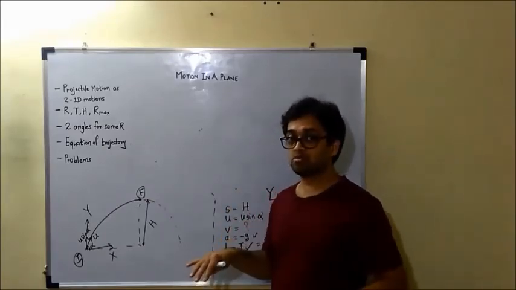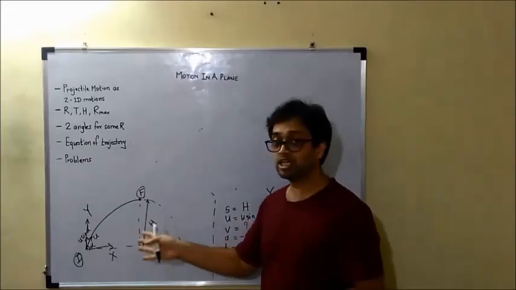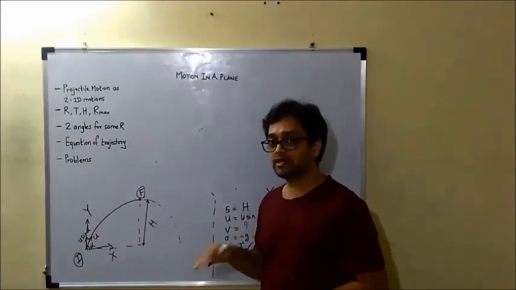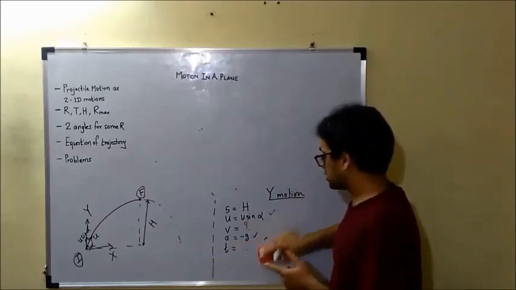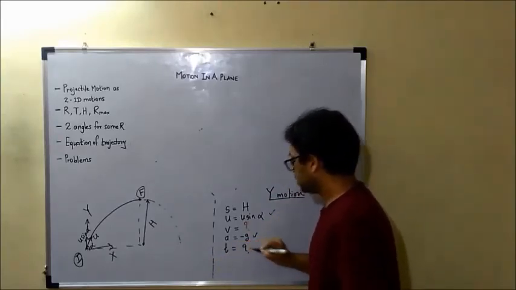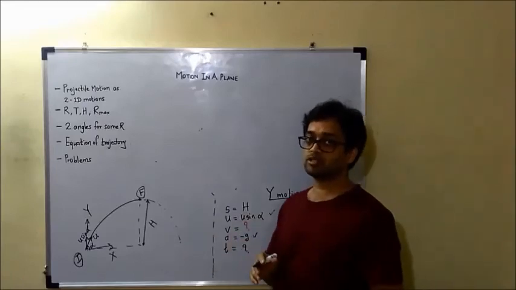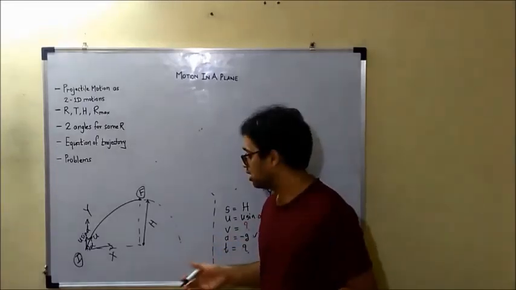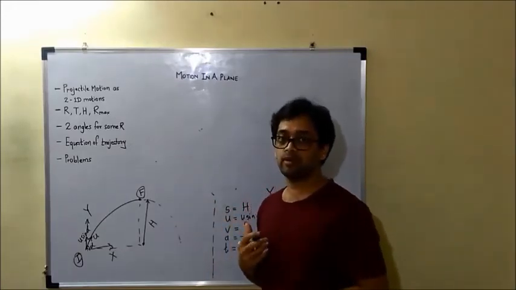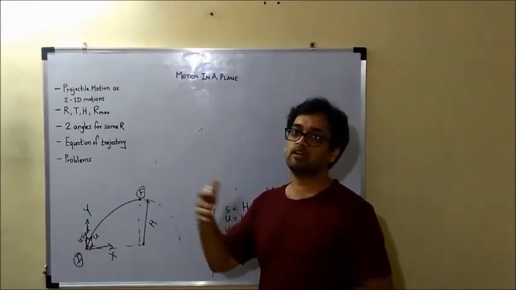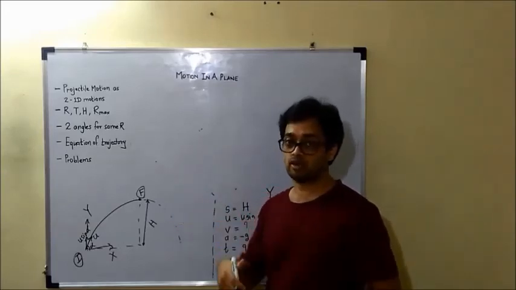If you don't agree with me that it is going to be t by 2, we can prove it, but that is not necessary as of now. So let me say that I don't know the time. Let us assume that I don't know the time, but it's going to be half of the original time. In fact, you can take it as a task. Once we know three things, you can find out the right equation that gives you the time, and you will find that it will be u sine alpha by g, which is half of 2u sine alpha by g.